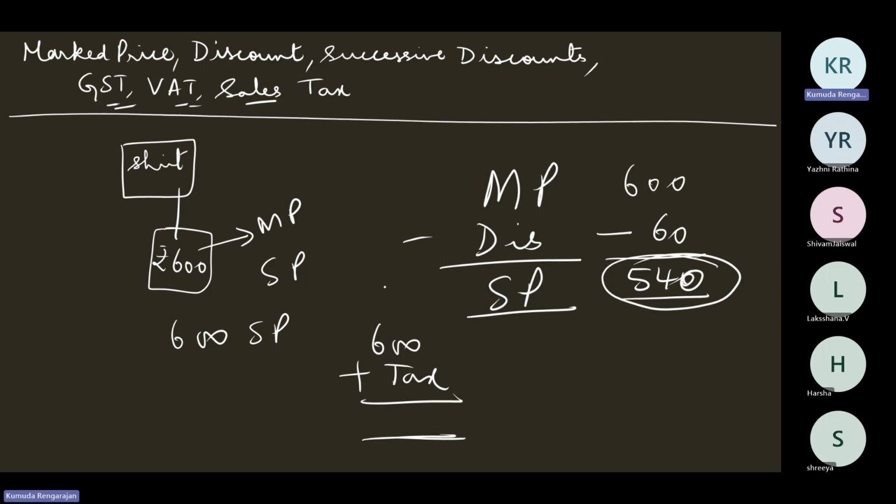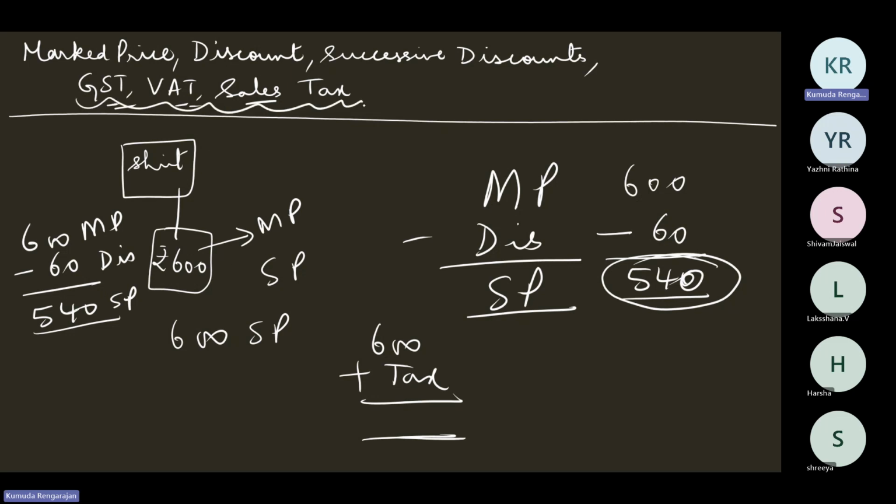If there is a discount, 600 rupees minus the discount. Say 60 rupees discount, so 540 is called the selling price. Marked price minus the discount is the selling price. And if in the question you have some mention about the tax, then that percentage is calculated on the selling price and added to the selling price. That will be the final price which you have to pay to buy the shirt.